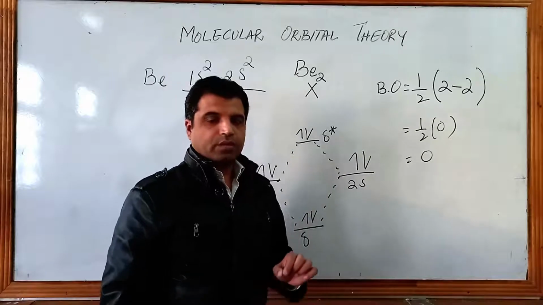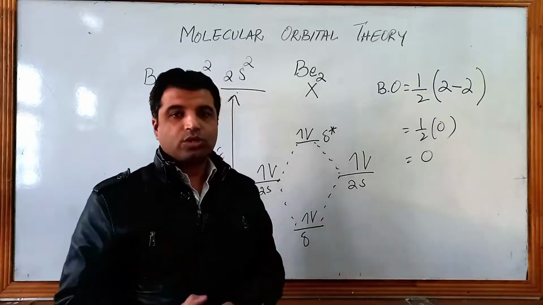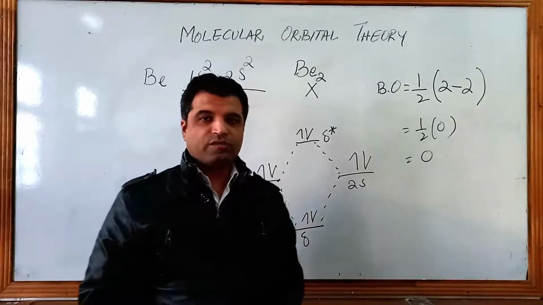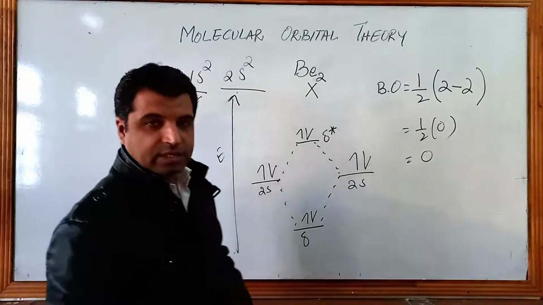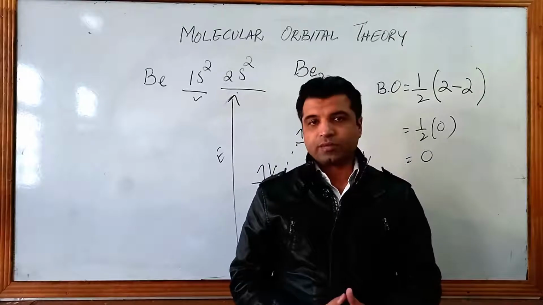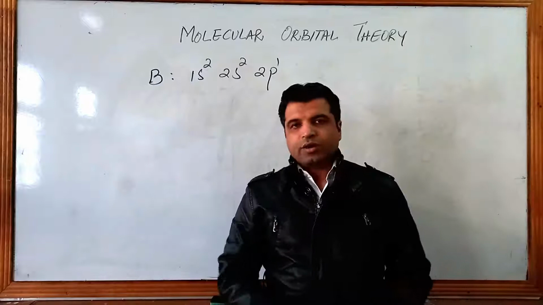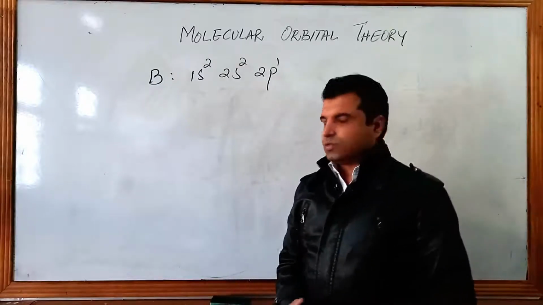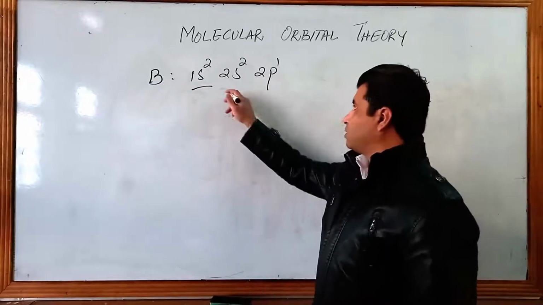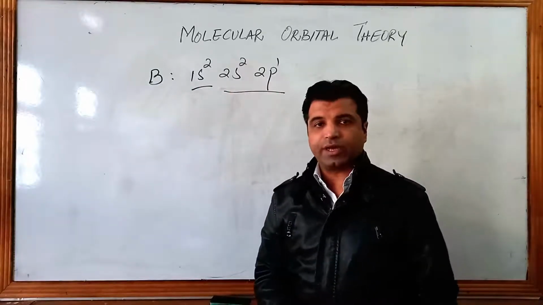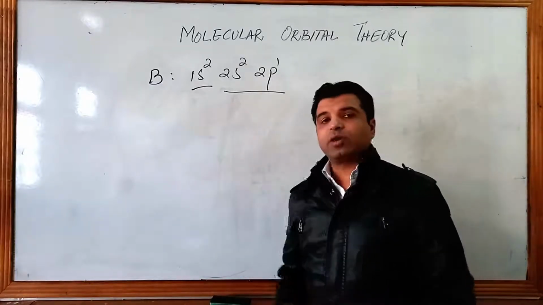Beryllium belongs to the second group, so it belongs to the s block. Now let's move on to the p block. In the p block, the first element is boron. Boron has an atomic number of 5. Let's see how molecular orbital theory explains the bonding situation in boron. So now in boron we have 5 electrons in total. 2 of the electrons are present in the 1s orbital and the rest of the 3 are present in the 2s and the 2p orbital. 2s has 2 electrons and 2p has 1 electron.